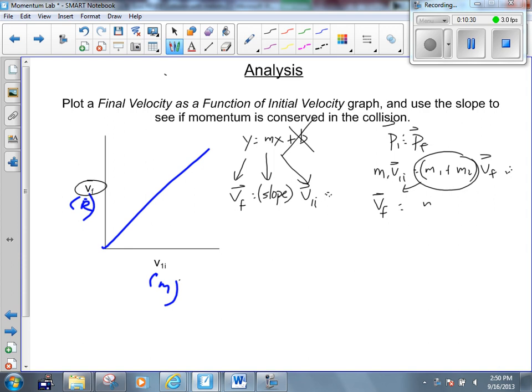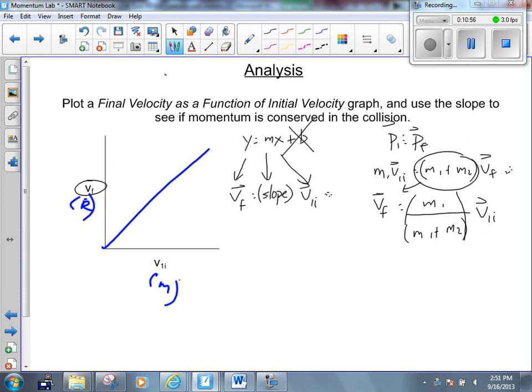It becomes m1 over m1 plus m2. I'm dividing by m1 plus m2 times v1i. Some of you might write it as m1 v1i over m1 plus m2. I chose to write it as m1 over m1 plus m2 times vi. Doesn't really matter, it's the same thing.